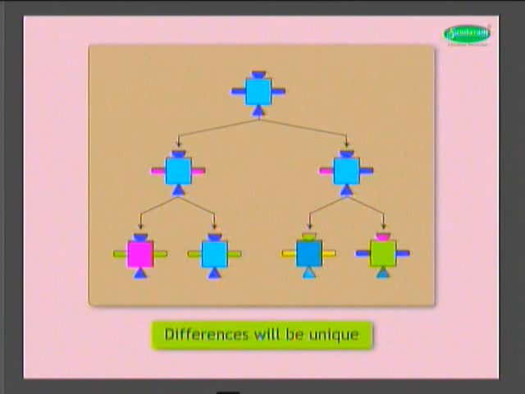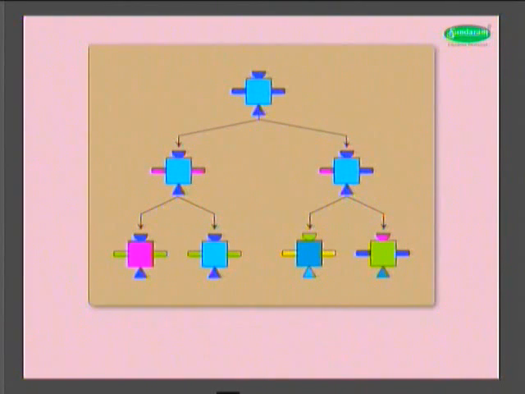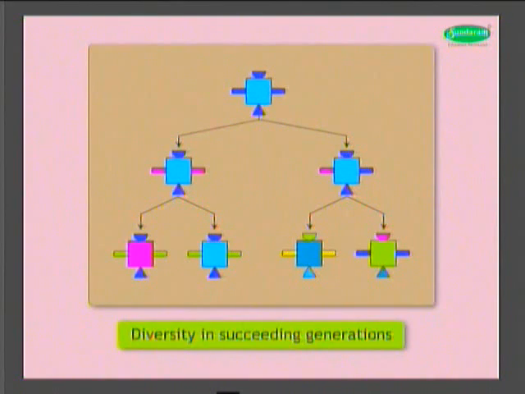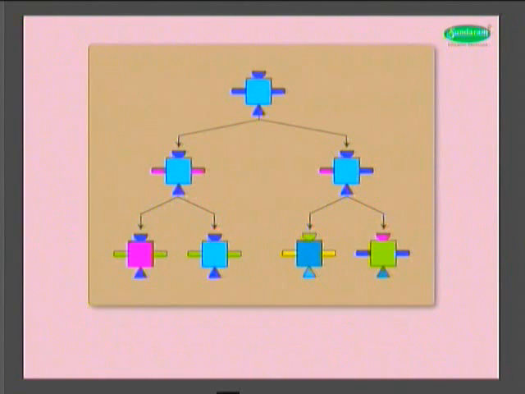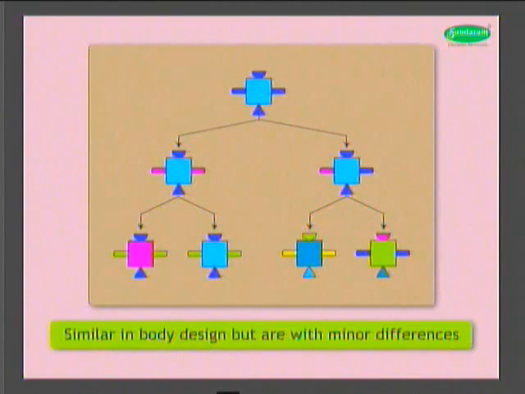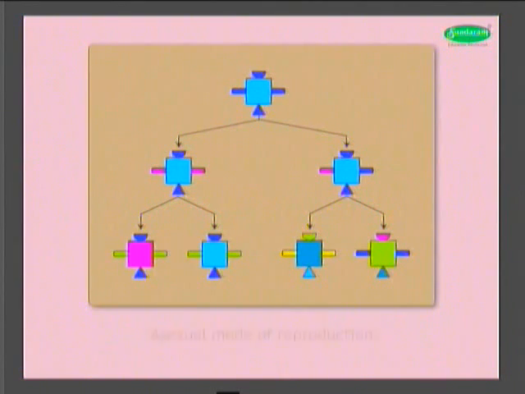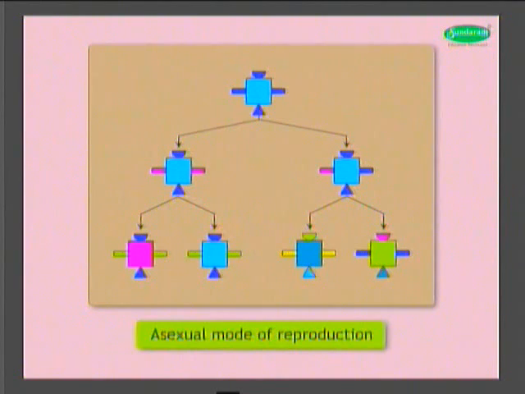Some of those differences will be unique, others will be inherited from the respective parents. The above figure shows how diversity is created over the succeeding generations. The organism at the top gave rise to 2 organisms, and each of them gave rise to 2 each. When we observe these 7 individuals, we see that they are all similar in body design but are with minor differences. The figure represents the situation when the mode of reproduction is asexual.